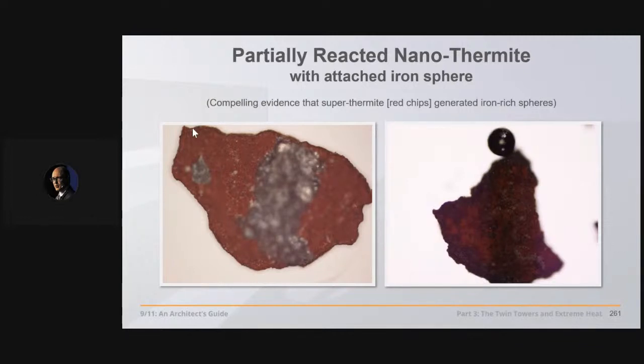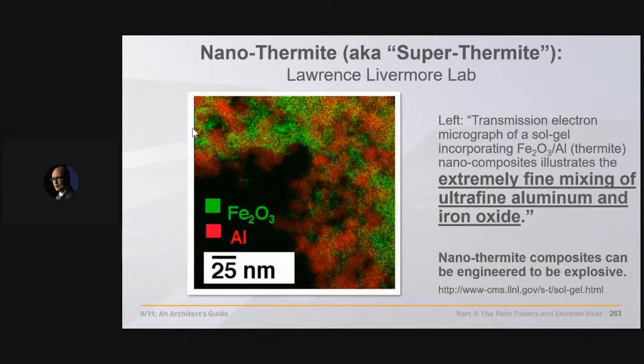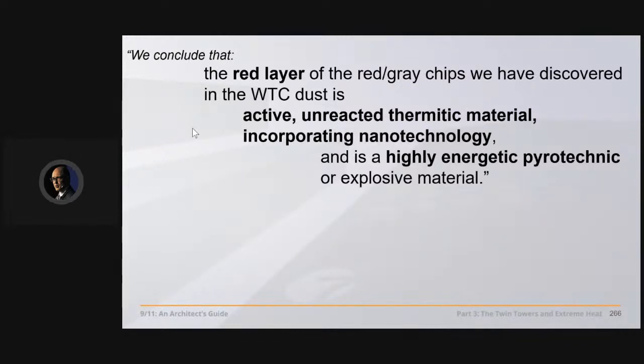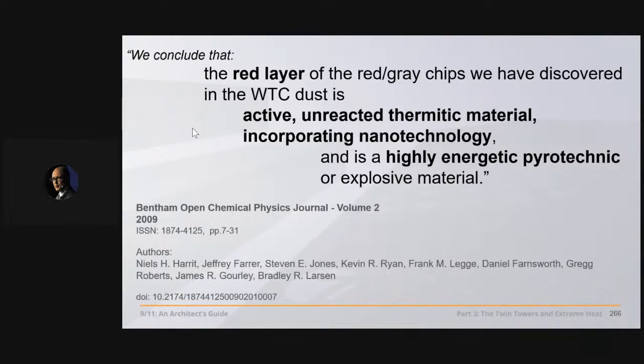Let's face it, this is extremely sophisticated material, made only in the most advanced defense contracting laboratories. Not made in a cave in Afghanistan. The peer-reviewed paper concludes that the red layer is active, unreacted thermitic material incorporating nanotechnology, highly energetic pyrotechnic or explosive material. Needs to be followed up. Look at this in the Bentham Open Chemical Physics Journal. Search for active thermitic materials in the World Trade Center dust.